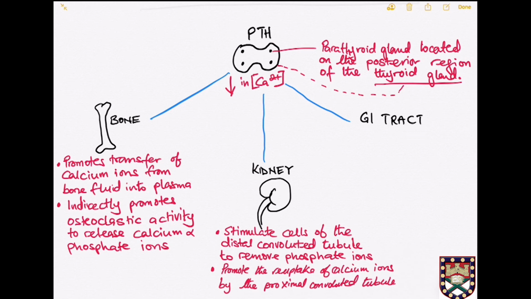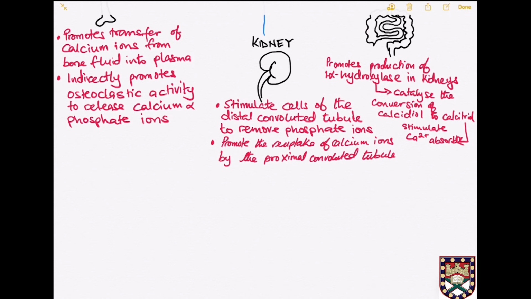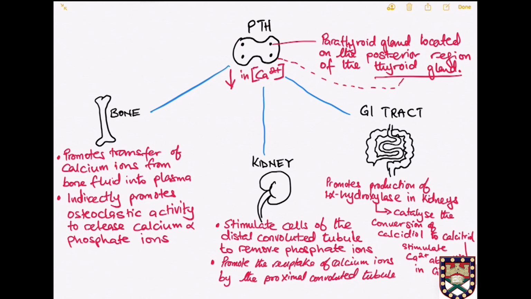Also, it promotes the production of 1-alpha hydroxylase in kidneys. 1-alpha hydroxylase catalyzes the conversion of calcidiol to calcitriol, and calcitriol in turn stimulates increased calcium absorption from the GI tract into plasma. Now, all these together force plasma calcium levels back up to normal physiological levels.